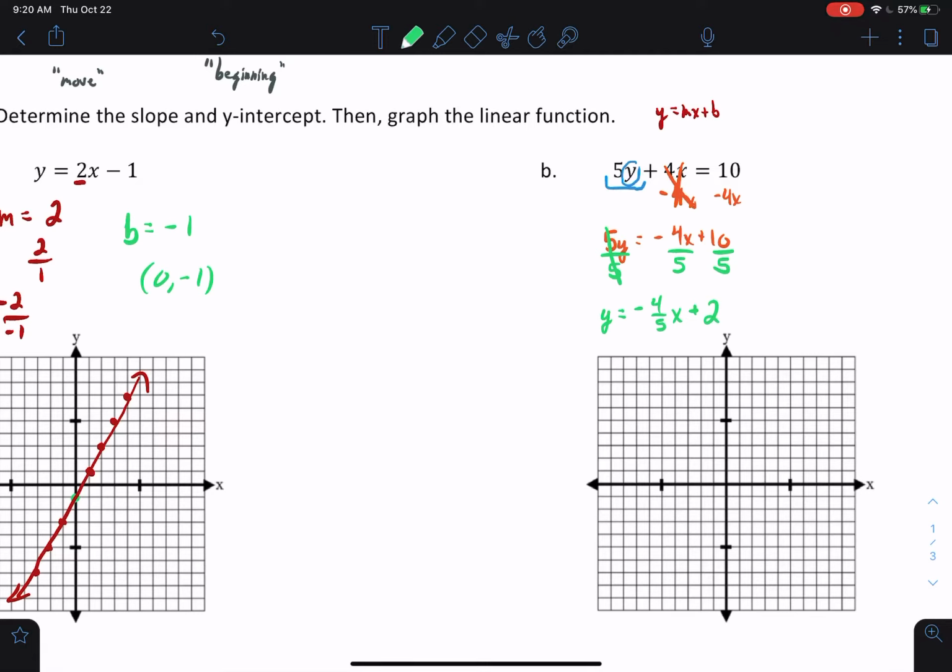Okay, I'm deciding to divide each of the parts on the right-hand side, the negative 4x and the 10, by 5 separately so that I could simplify each of them. So I get y equals negative 4/5 x plus 2. My slope is negative 4/5. My b value is 2. So if I'm going to graph this, I'm going to start at (0, 2).